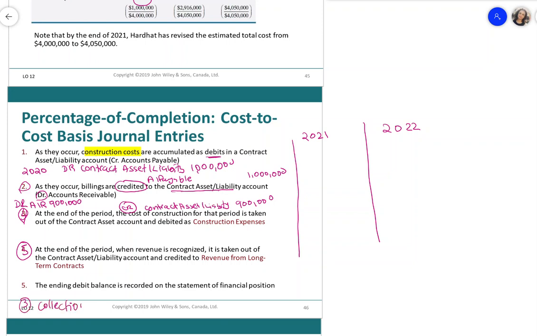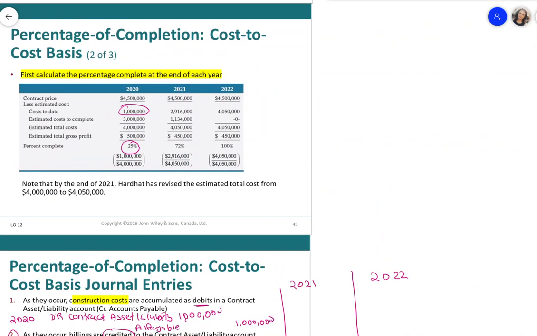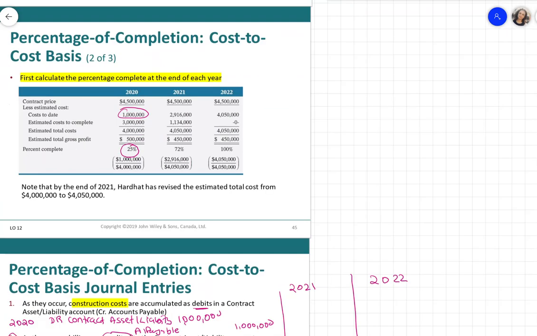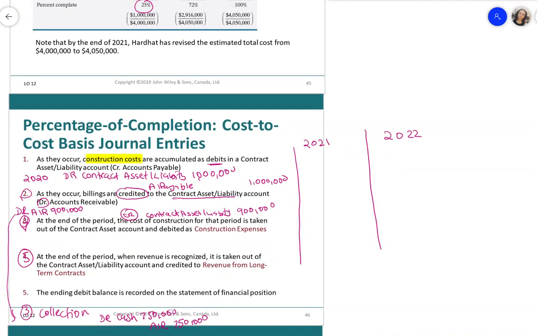If you bill the customer, now they're going to pay you. How you do the collection, you're going to debit your cash, and credit your accounts receivable. In our question, they told us cash collected during the year is 750,000. Normally, that is my third entry. So the third entry will be the collection: debit the cash, and credit the accounts receivable.